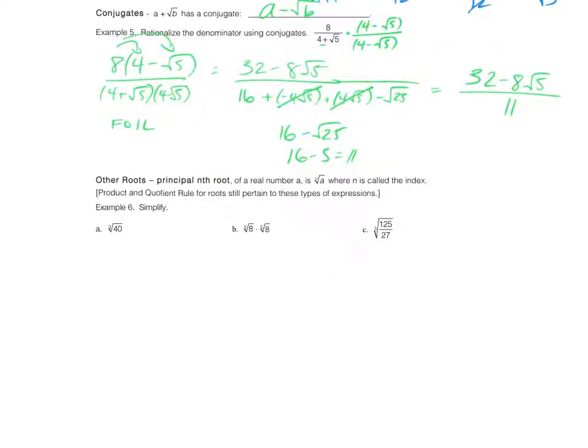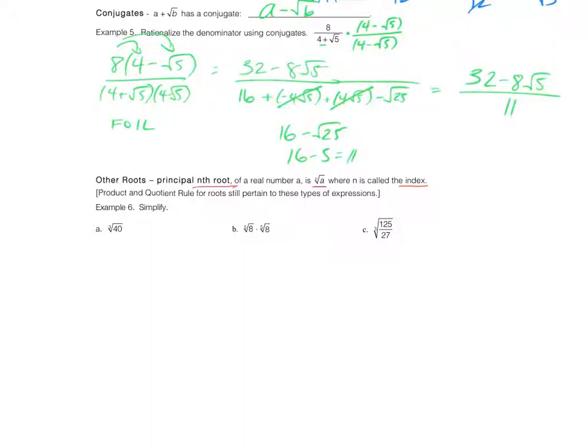We don't always just take the square root of a number, though. Sometimes we take the nth root. So this is going to be written in the form the nth root of a, and n is called the index. So the product and quotient rule for these roots still apply. So we're going to look at some examples of how this looks.